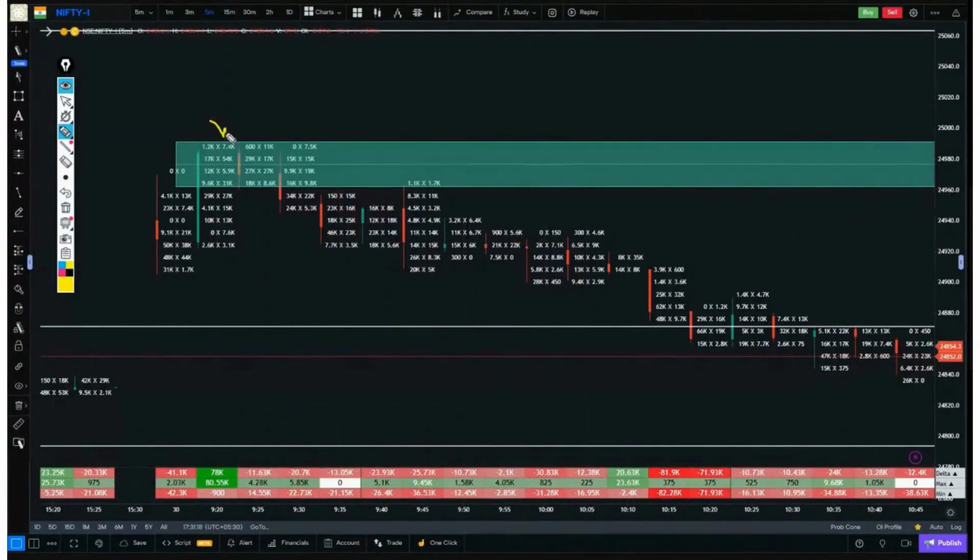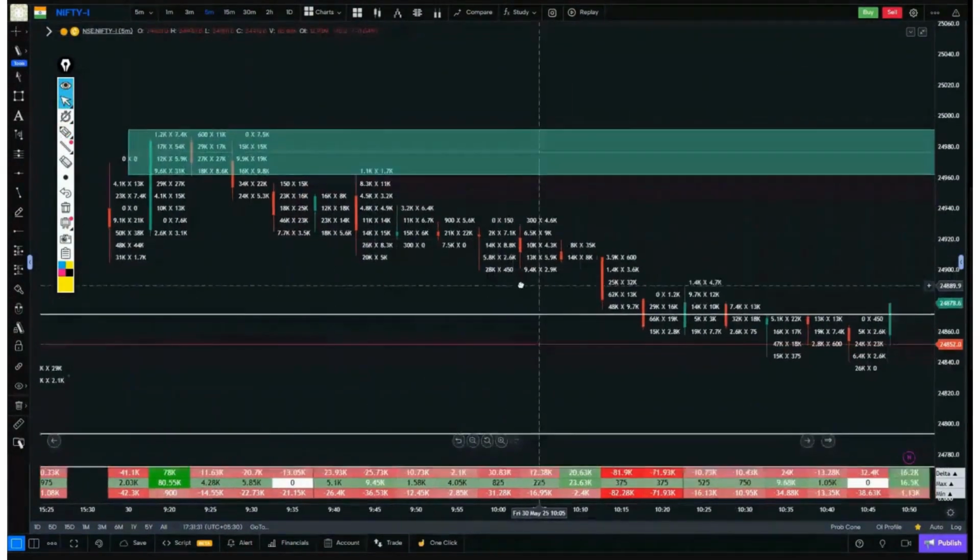And here, buying has been absorbed. The market is repeatedly tapping resistance and no buyers are interested. Not even a single candle with a positive delta, okay? Now the downside has started.